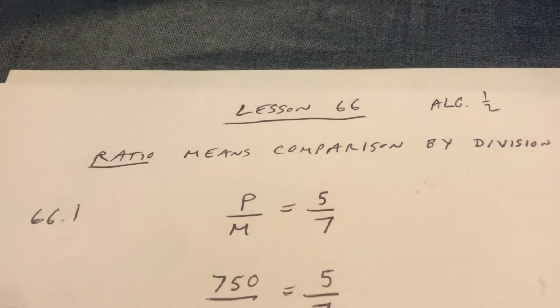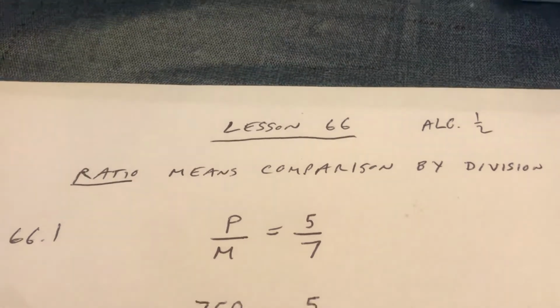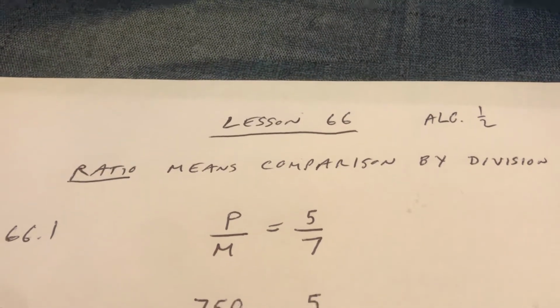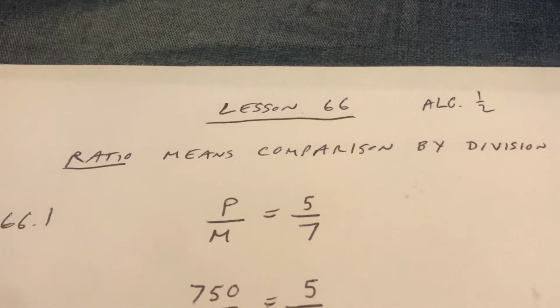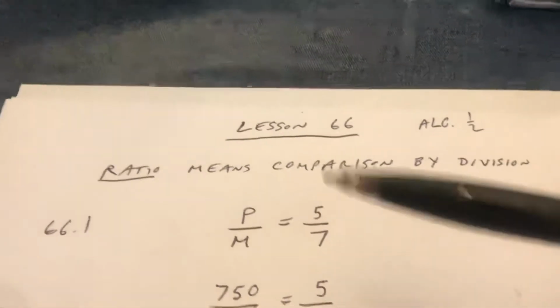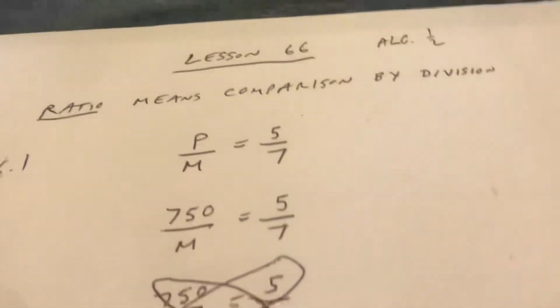Okay, lesson 66, algebra 1/2. Ratio means comparison by division. So when we see a ratio, it's written as a fraction. The fraction sign can mean division. So in the question, you just have to translate, okay? You just have to translate this.